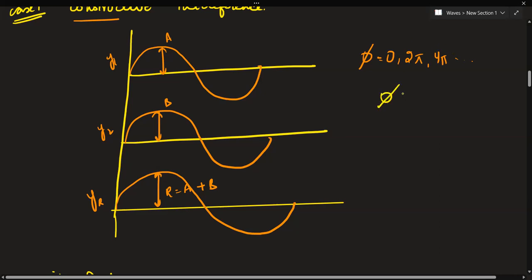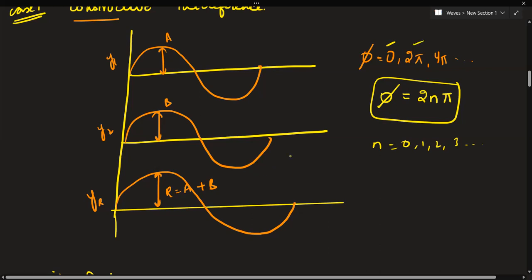Just to remember it concisely, remember this phi is given as 2n multiplied by pi. So phase difference is 2n pi. Now you can put the values of n. N will start from 0, 1, 2, 3, and so on. When you put the value of n as 0, this phase will be 0. That's what I've written. When you put it as 1, this will be 2 pi simply. If you put it as 2, it will be 4 pi. If you put n equal to 3, then it will be 6 pi. So it will go on. So concisely, for constructive interference, phi will be equal to 2n pi.